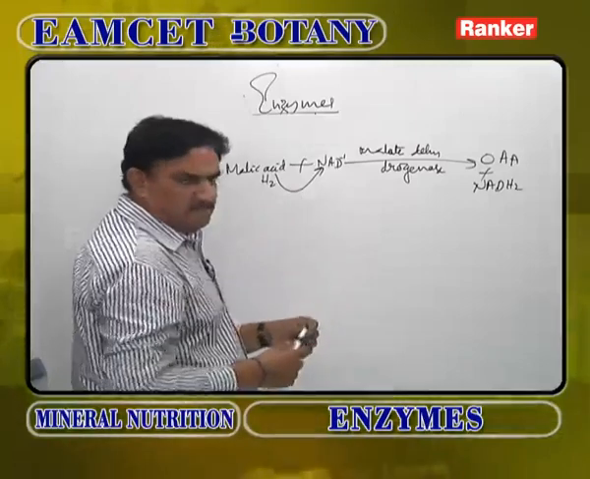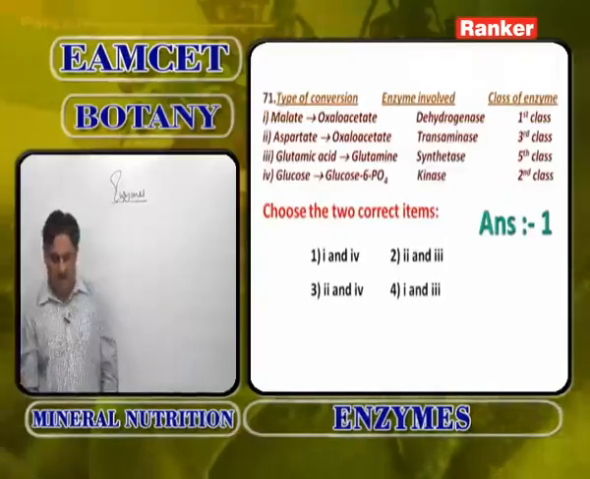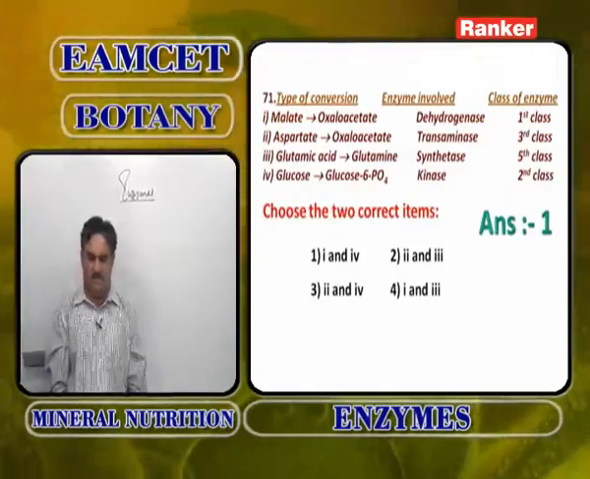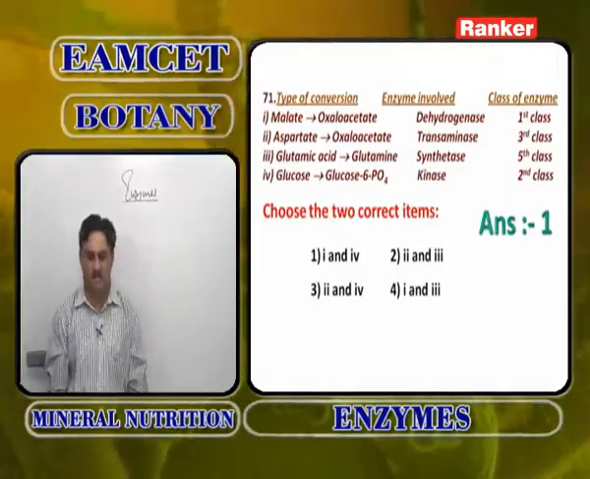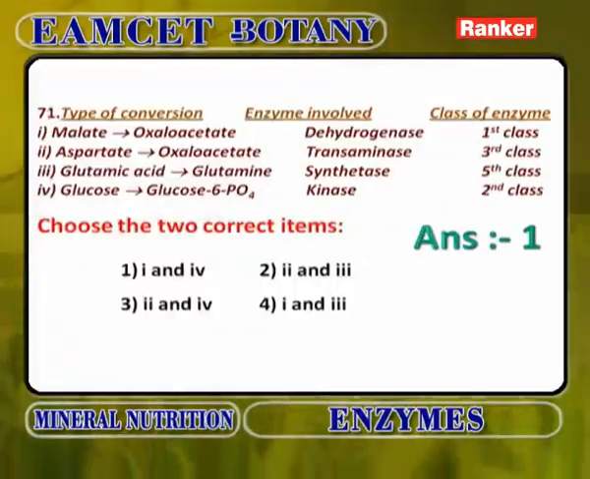It is done by the first class of enzymes, oxidoreductases. So, first one is correct. Malate converted into oxaloacetic acid, the enzyme involved is dehydrogenase and it belongs to first class. Correct. Dehydrogenase belongs to oxidoreductases.